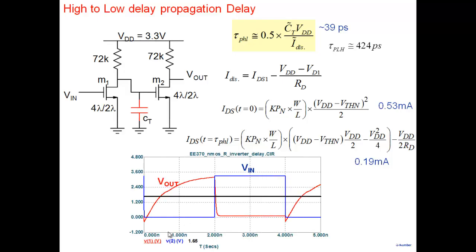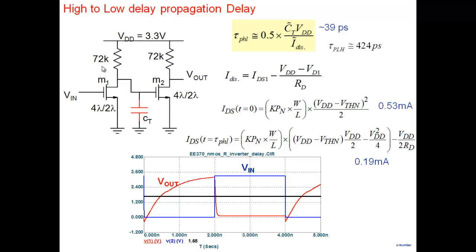These are the simulation results here. Note that this is the charging part of this particular node, and this is the discharging part. You can see that high to low delays, discharge is so fast. Discharge is very fast here, but the charging is pretty slow. You can again see the limitation of the resistor. I have to use a 72K resistor, and that's why charging is very slow.